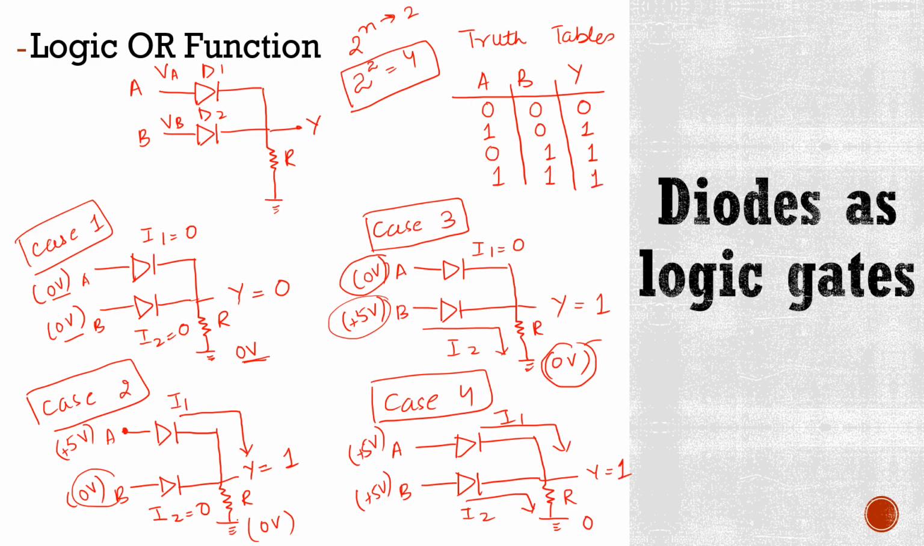So this is logic or function using diodes, in which there is no output only when all inputs are off. But even if only one input is on, we'll get some output, as you can see here.